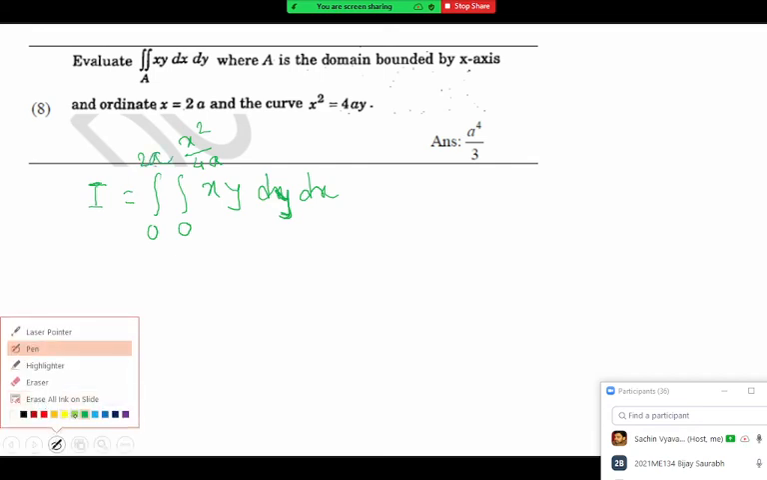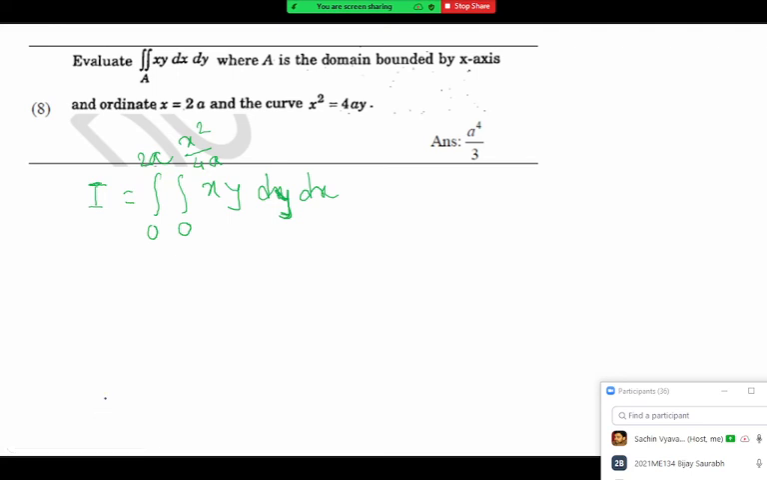So let me check this. Step number 1: let me take these axes. This is my x-axis and this one is my y-axis. The region given here is bounded by, first of all, this parabola x squared equal to 4ay. What is the symmetry of this curve about the x or y axis?